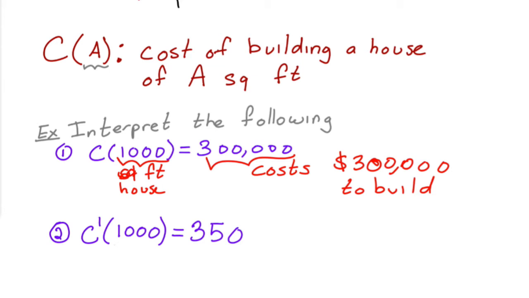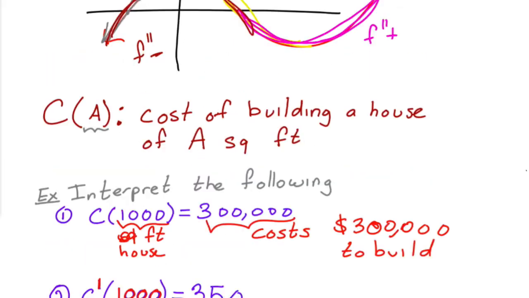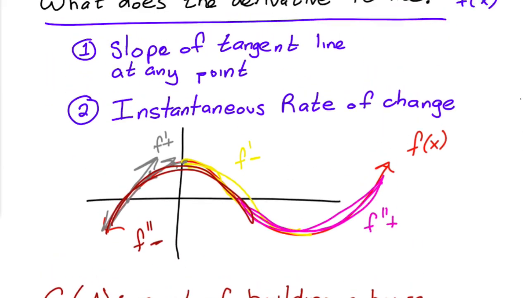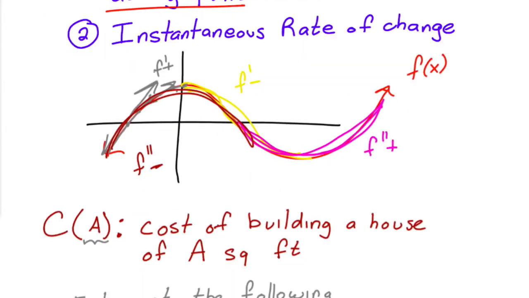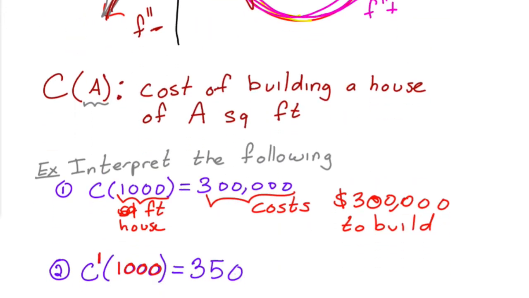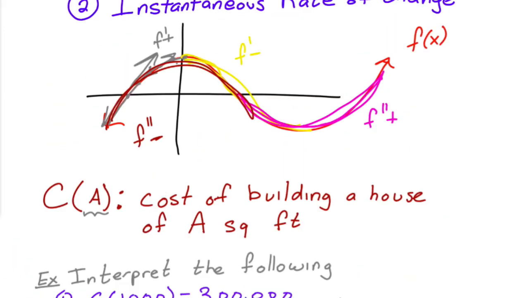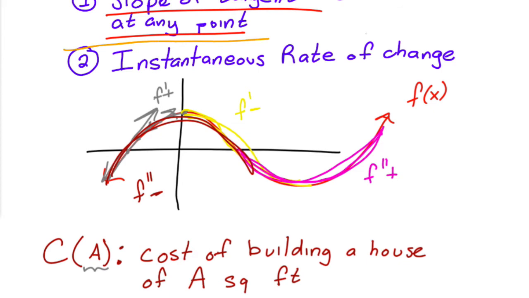But now what does this tell us? What does it mean that the derivative at 1,000 is equal to 350? If you go back to our original two things, it tells you that the slope of the tangent line at 1,000 is 350. So then you go, what in the world does that tell me? Well, let's think about our next definition, the instantaneous rate of change.